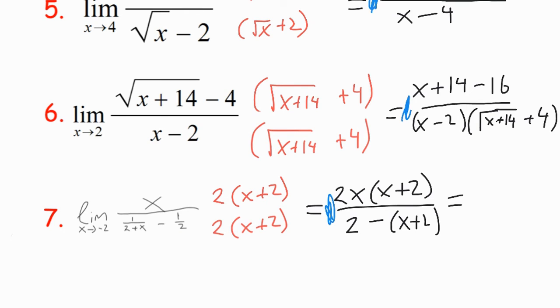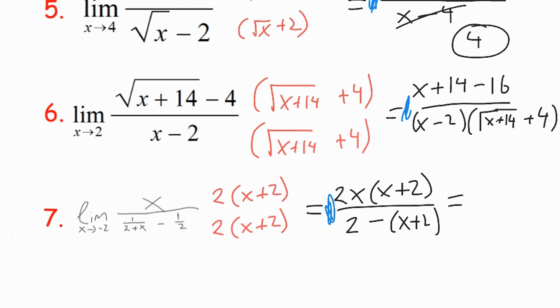Alrighty, so for the first one, it's really nice. The x minus 4 cancels, boom, boom, ending up with square root of x plus 2. The limit was approaching 4, which would give me a final answer of square root of 4 plus 2, or 4.